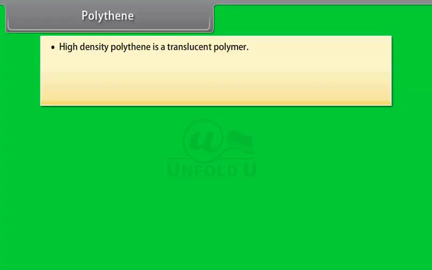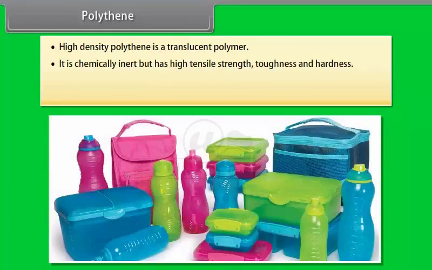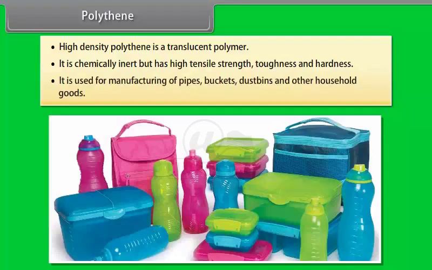High-density polythene is a translucent polymer. It is chemically inert but has high tensile strength, toughness and hardness. It is used for manufacturing pipes, buckets, dustbins and other household goods.